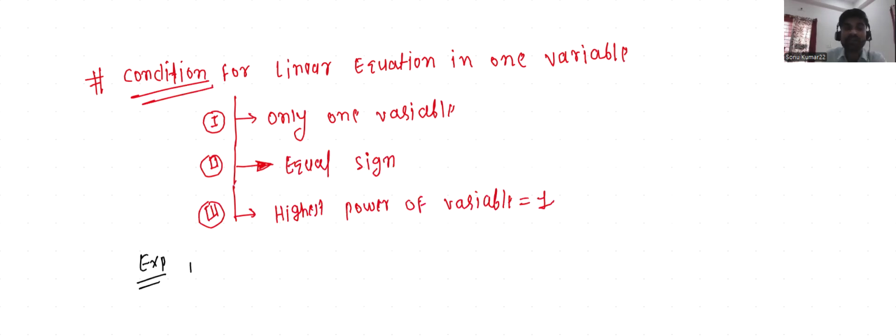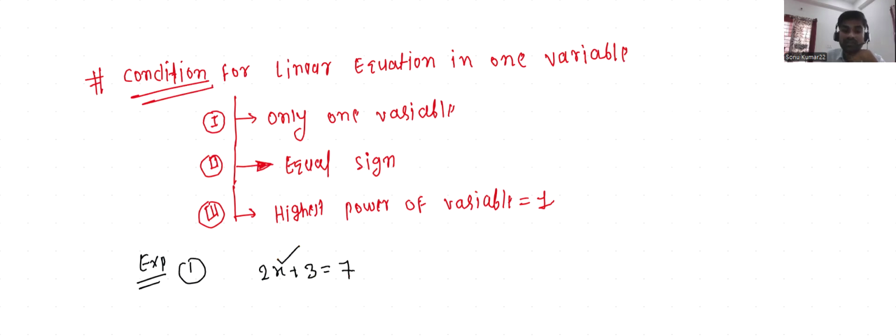I'm writing an equation: 2x plus 3 is equal to 7. It is a linear equation in one variable. First of all, you have to check whether the linear one variable is there or not. Here, 2x plus 3 is equal to 7 means 2 is constant, 3 is constant, 7 is constant. Here x is the variable. It means there is one variable.